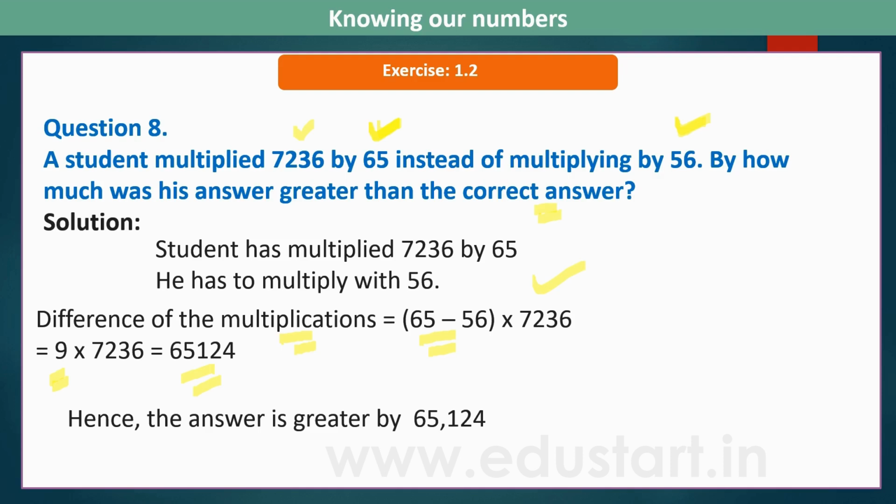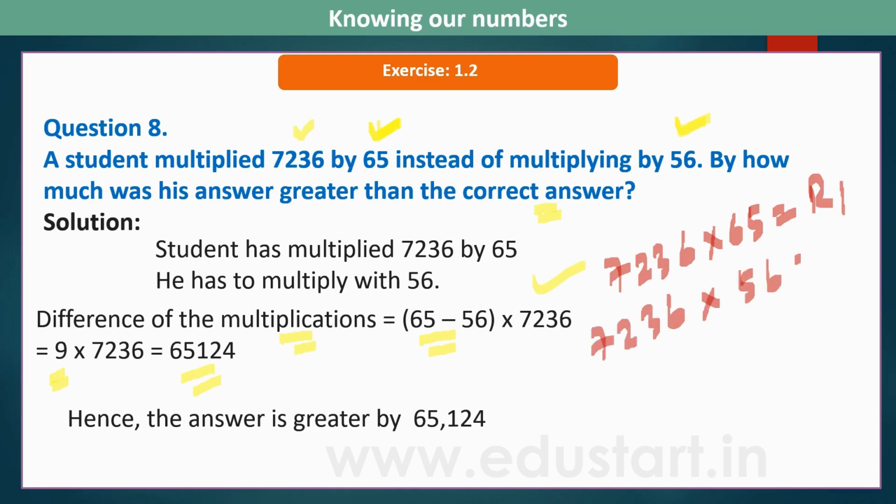Now if you do it another way, 7236 into 65, you will get result 1. 7236 into 56 is equal to result 2. So the answer is equal to result 1 minus result 2. But this is a bigger process. So better what you do? You do 65 minus 56 into 7236. Okay. So this is the answer, 65,124. Understood?